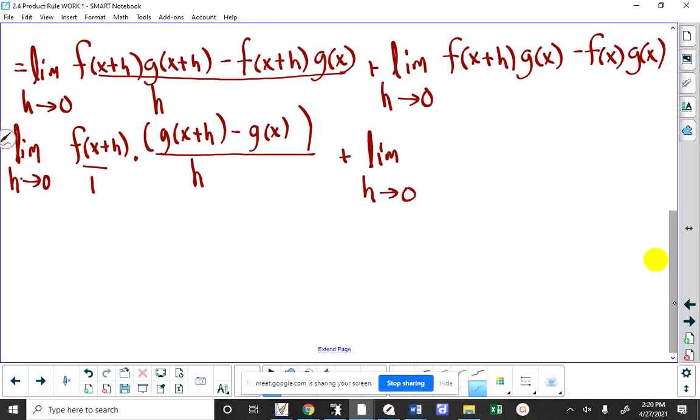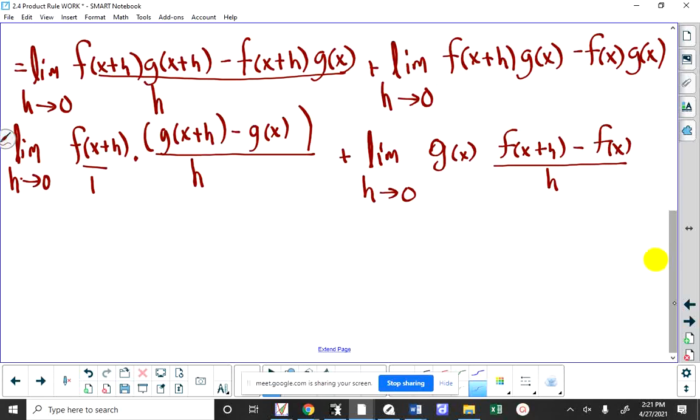How many of you are starting to see where this is going? A little bit. You're starting to see something maybe that's familiar. I'm going to take out now the g of x here. And what will I have left? I will have f of x plus h minus f of x over h.